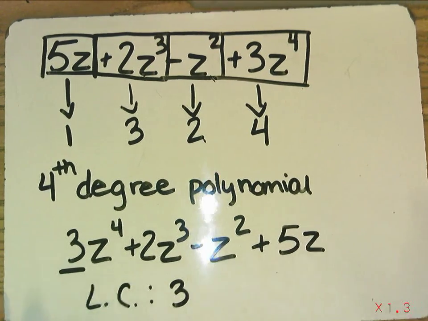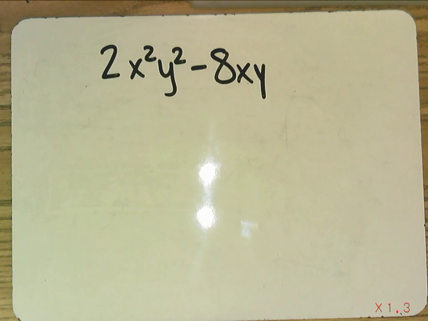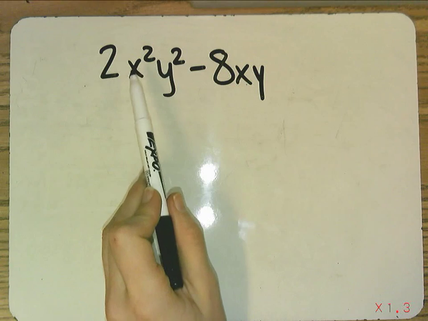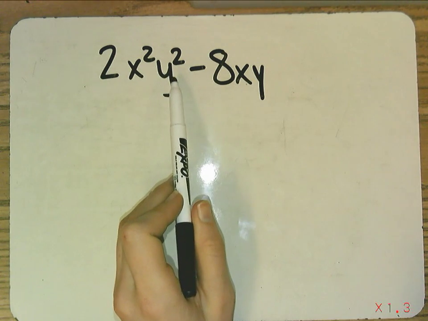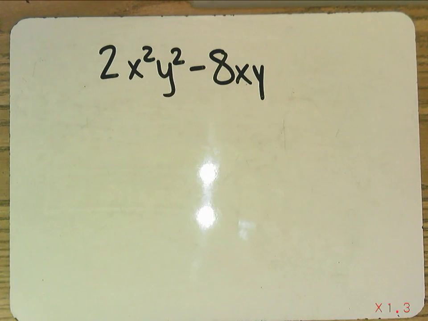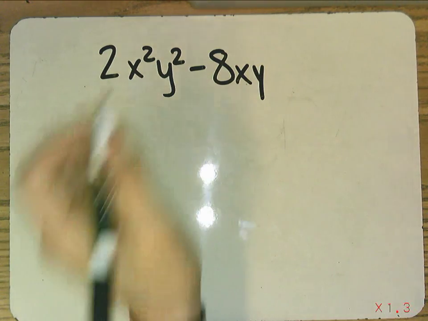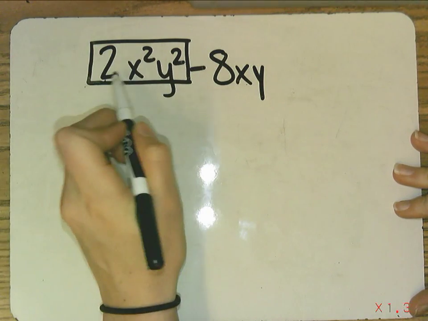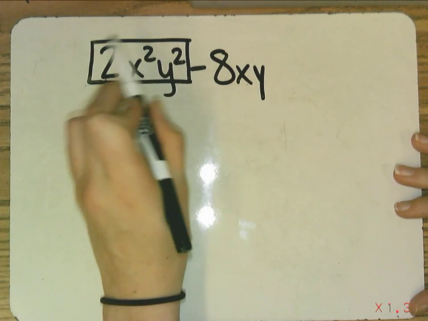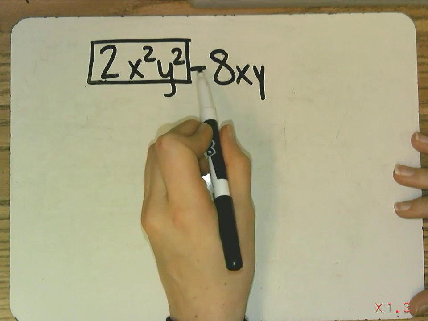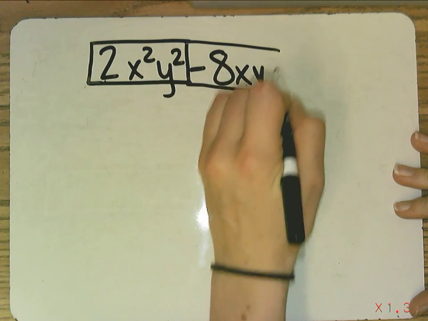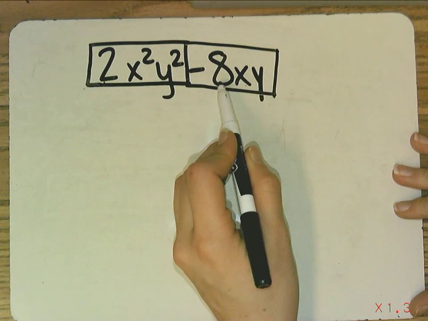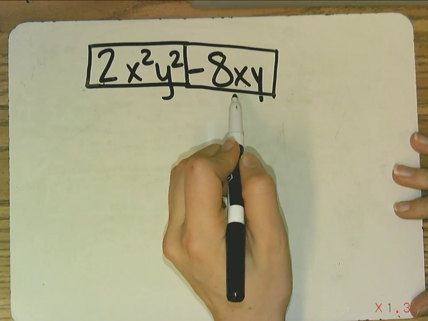Let's take a look at a different example. So this polynomial is a little bit different because I now have 2 variables in the same term. I'm going to do exactly the same thing that I did in the last example. I'm going to first break this up into its different terms. All of these pieces are being multiplied together, so it's all one term. Here I have a subtraction sign, so that's where I break. That separates my terms. These pieces are all being multiplied together, so it's all one term.